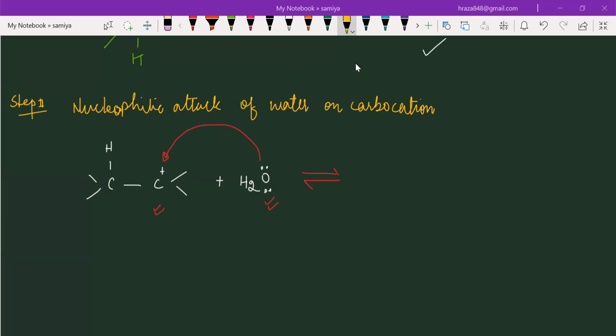So now you can see there will be nucleophilic attack of water on carbocation. And what happens here? There is H, and oxygen is now connected with this carbon, and this will have positive charge because oxygen just donated one electron to carbon. Is that clear? Now you can see in step 3, deprotonation.